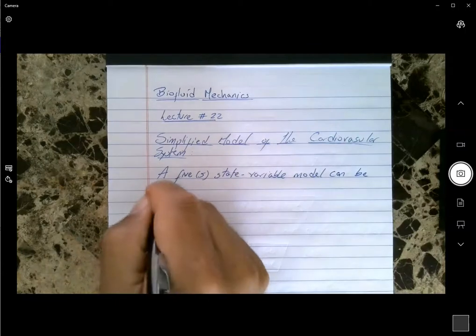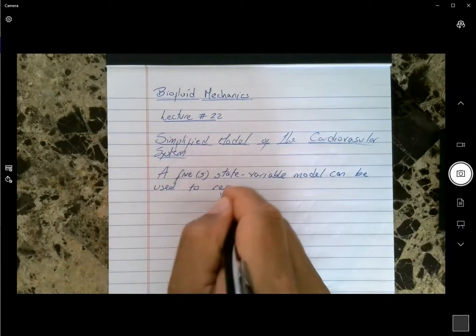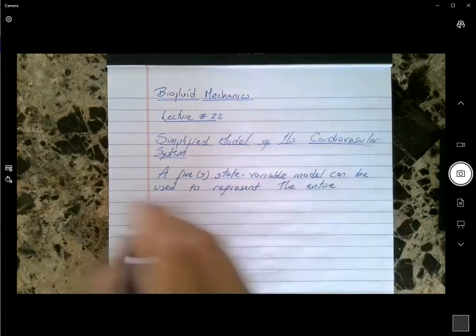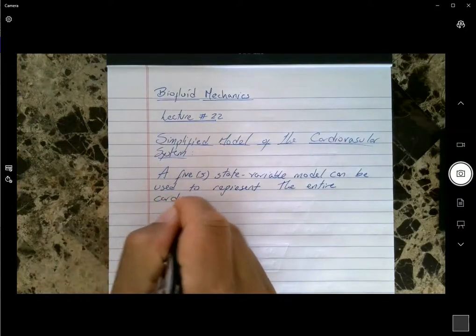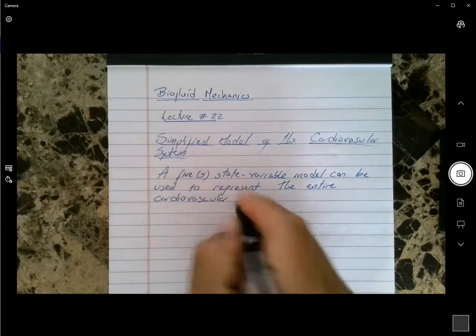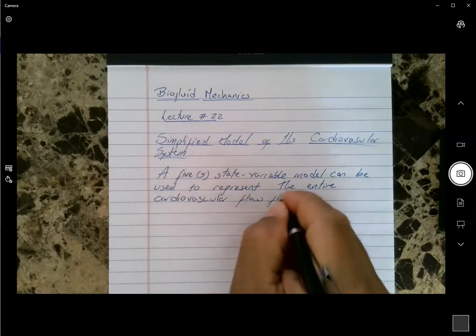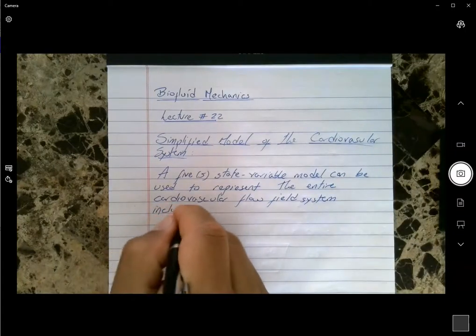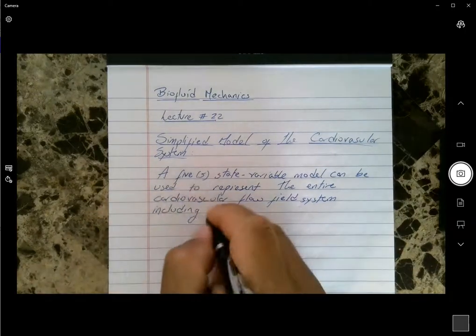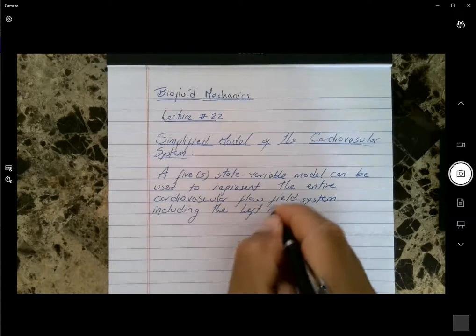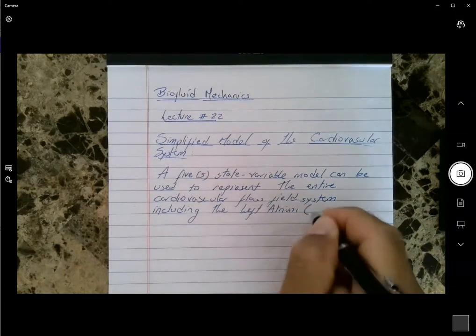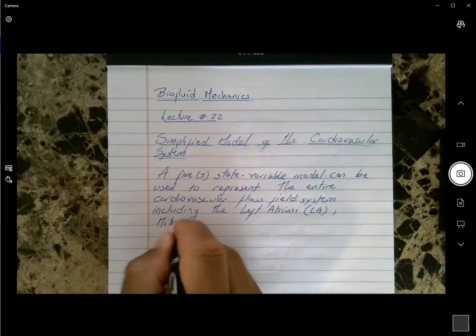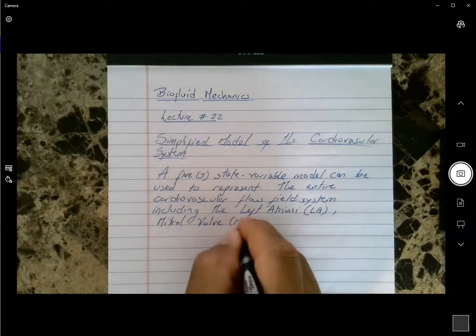can be used to represent the entire cardiovascular flow field system, including the left atrium. We're going to call that LA. Mitral valve. We're going to call that MB.